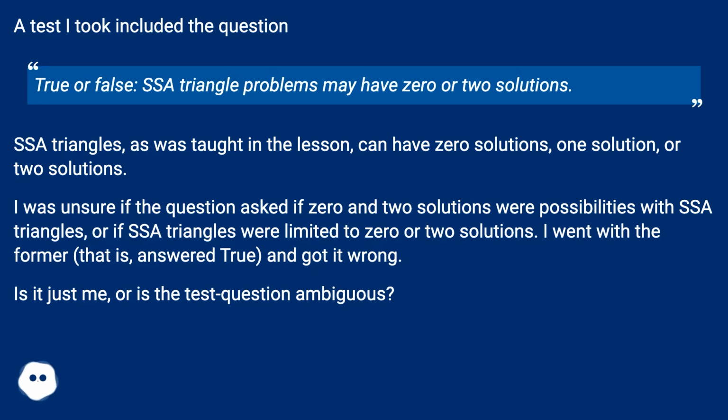I was unsure if the question asked if 0 and 2 solutions were possibilities with SSA triangles, or if SSA triangles were limited to 0 or 2 solutions. I went with the former, that is, answered true, and got it wrong. Is it just me, or is the test question ambiguous?